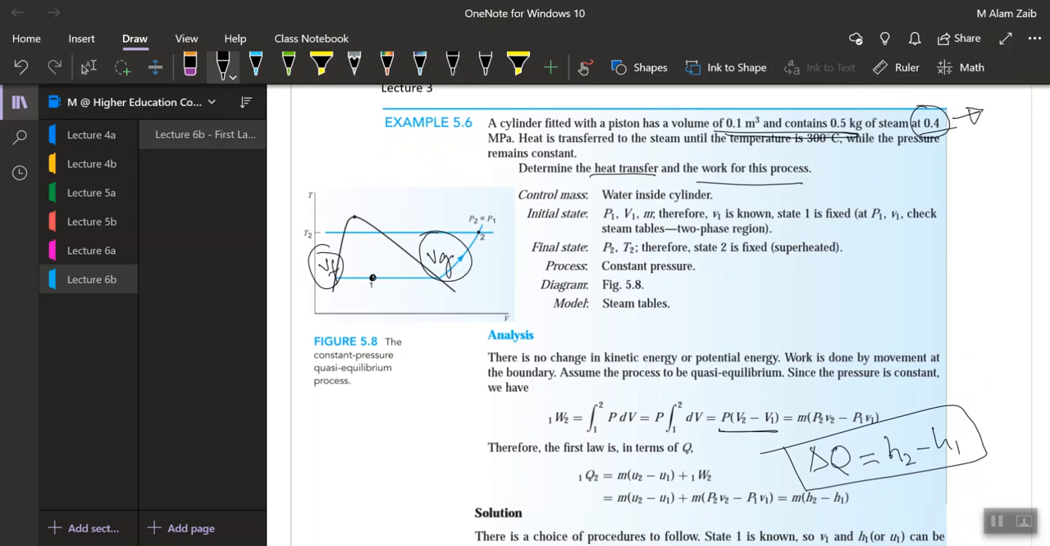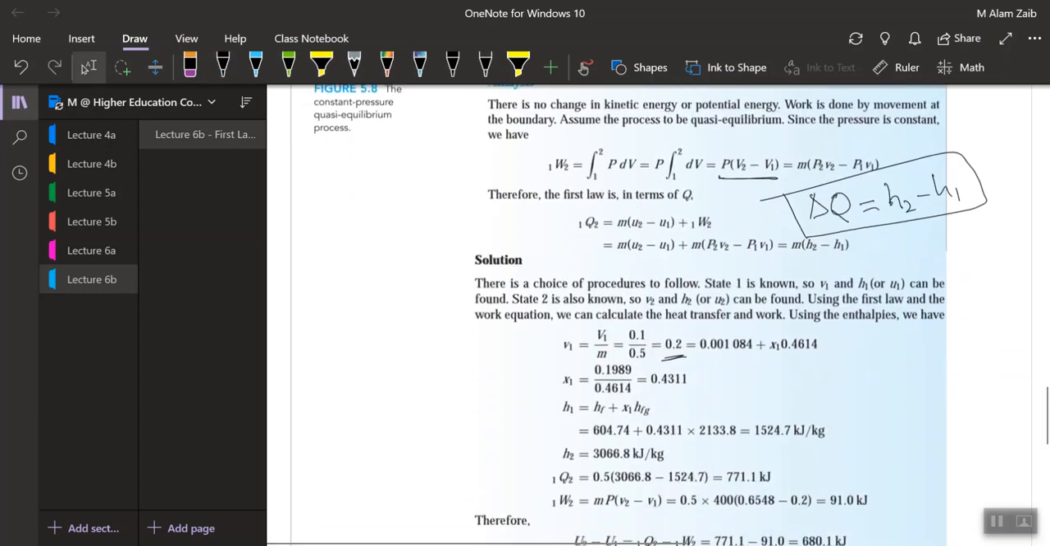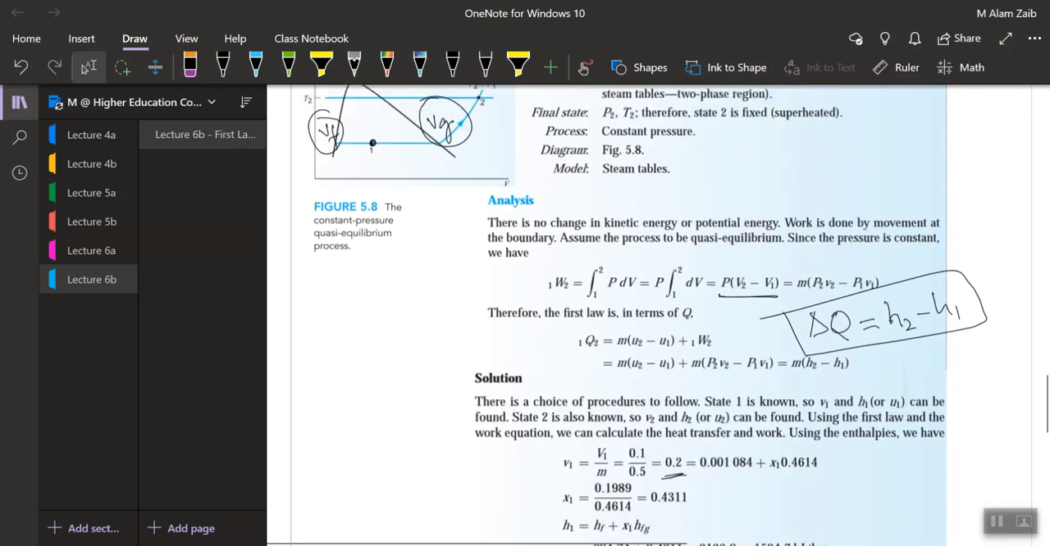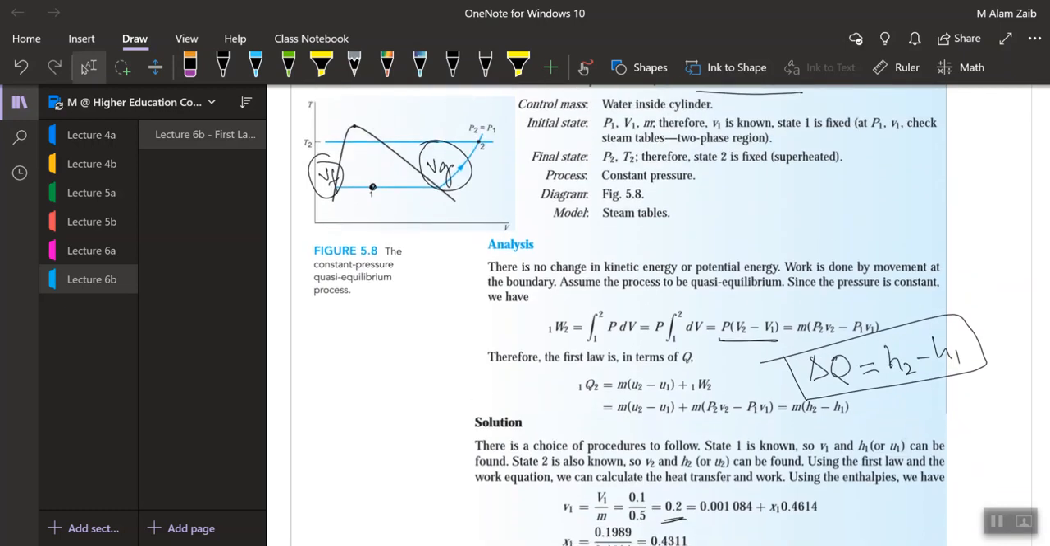At 0.4, just check the saturation temperature. If the given temperature is greater than the saturation temperature, we are in the superheated condition. So yes, our state 2 was in a superheated condition and our state 1 was inside the vapor dome. Inside the vapor dome we are moving in a constant pressure process, but outside the vapor dome the pressure would remain constant while the temperature would be rising. So the graph would be moving something like this.